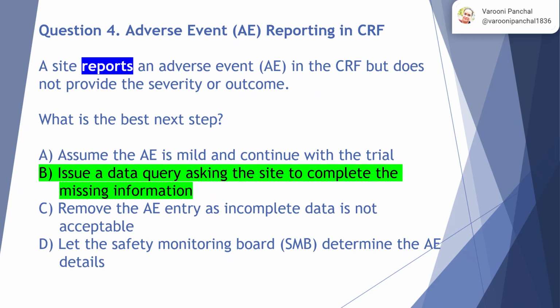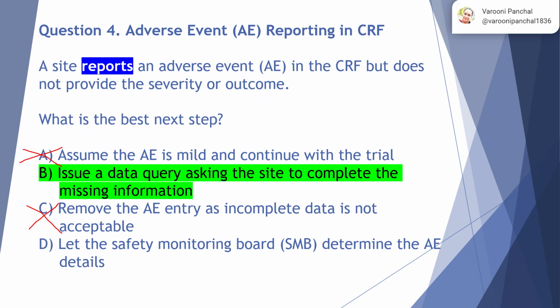No. Whenever we are dealing with human clinical trials data, even though the adverse event was present, you cannot assume that it was mild, severe, or missing, and you cannot continue, because that is just an imagination value, just an assumption. It is not the actual and real value, right? Option C says remove the AE entry as incomplete data is not acceptable. No, even though the adverse event is present, but the severity and outcome are not available, you cannot remove such data entries, right?